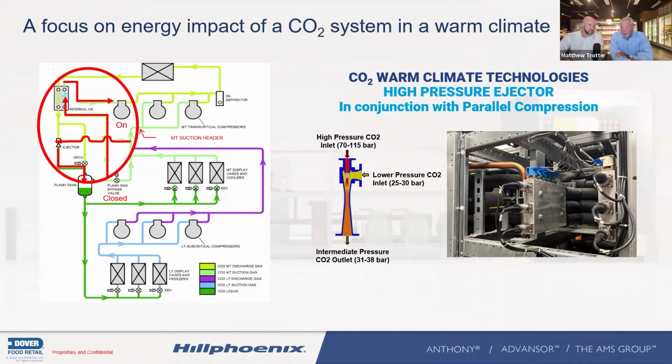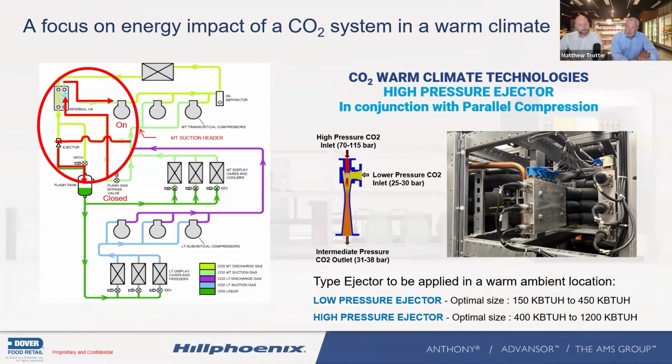So the question would be, how do I know whether I want a low pressure ejector or a high pressure ejector? Again, that would be based on where you are in your capacity. A low pressure ejector has a sweet spot, if we want to call it that, when you're running in a warm climate under 450,000 BTUs. A high pressure ejector along with parallel compression would work when we have larger racks, larger size systems. So there is a difference in how we would want to apply it: what's the energy saving potential versus the cost benefit. We look at that too.